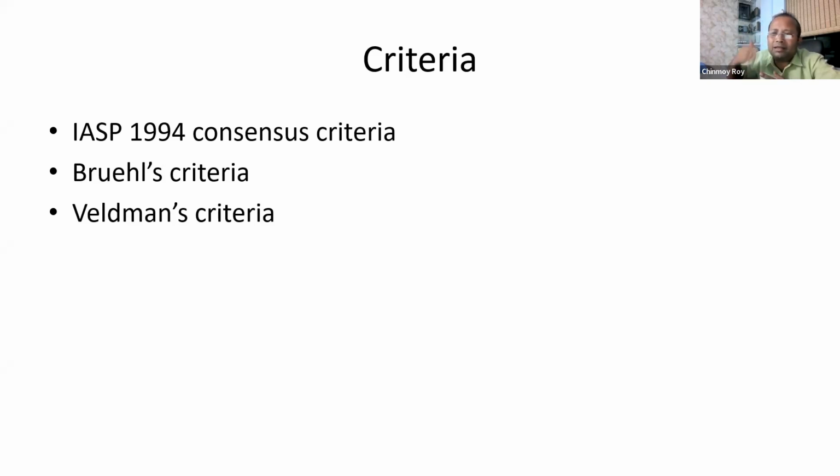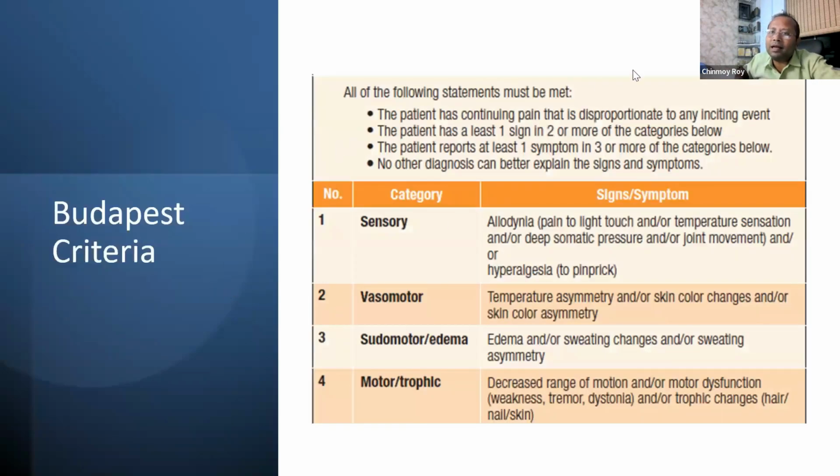Someone will say this, someone will say that; there are multiple names. Then other criteria were also there, but then the ISP criteria, and now this is the time of the Budapest criteria. So these criteria we are still using for diagnosing. Here you already know the 4 divisions, so these are signs as well as symptoms. In these 4 divisions, we will consider the signs and symptoms.